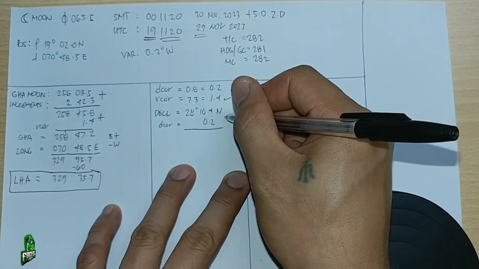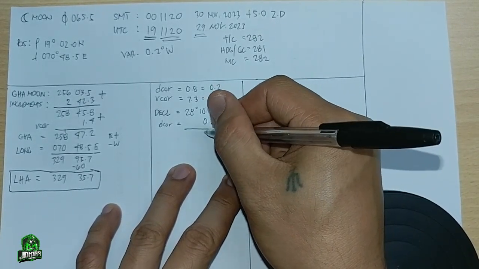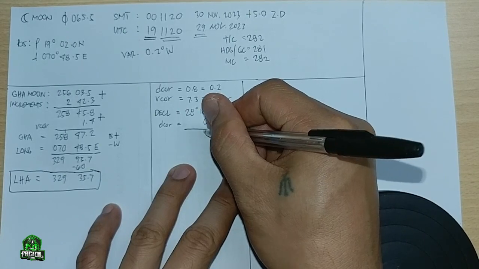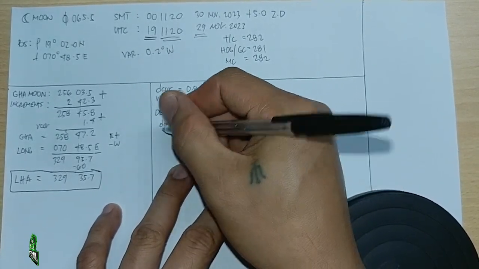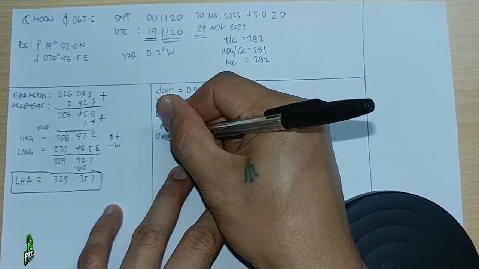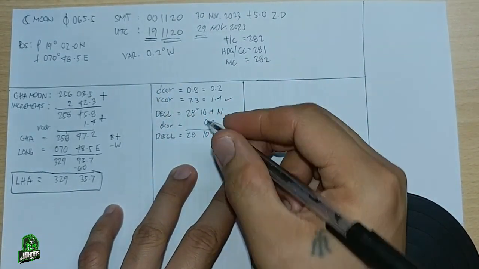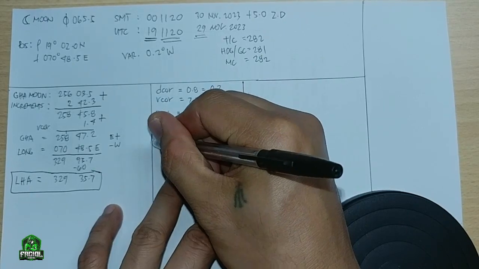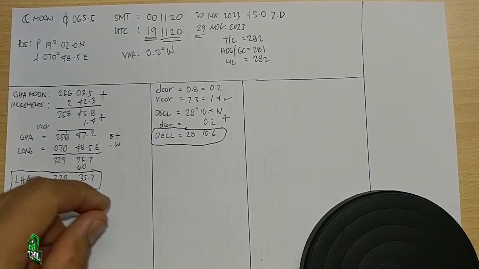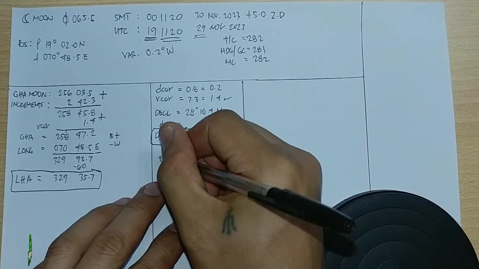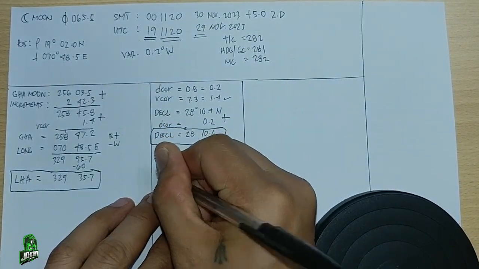So always plus equals 10.6, and then 28 degrees. It's a very small amount, guys. Declination final. So we have declination final here. And now we go to tables E, B, and C.